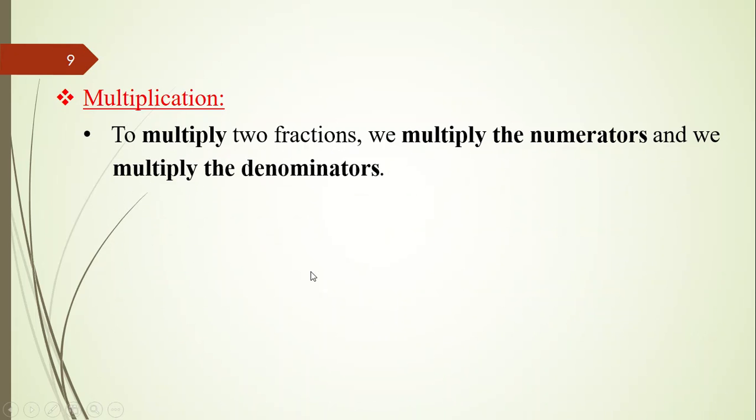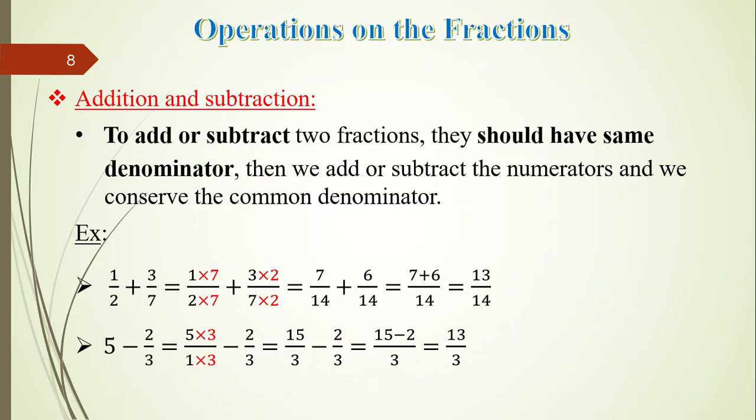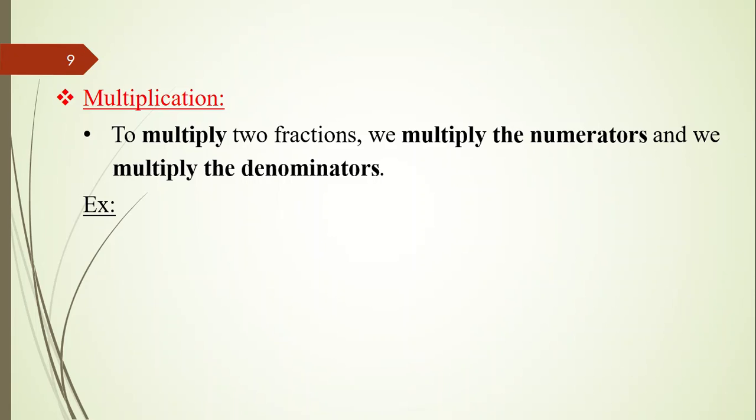Multiplication. To multiply two fractions, we multiply the numerators and we multiply the denominators. So to multiply two fractions, it's not a condition that we should have the same denominator. Okay, like in subtracting and adding of the two fractions in the last part. So in the multiplication, we should only multiply the numerator by the numerator and the denominator by the denominator.